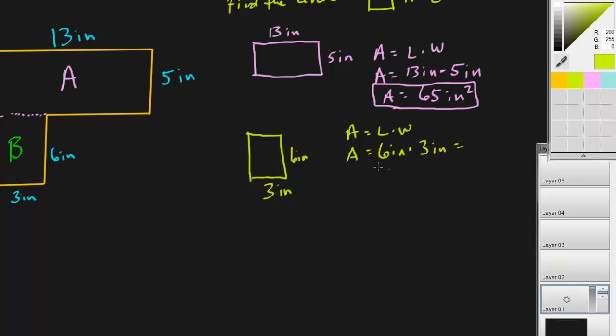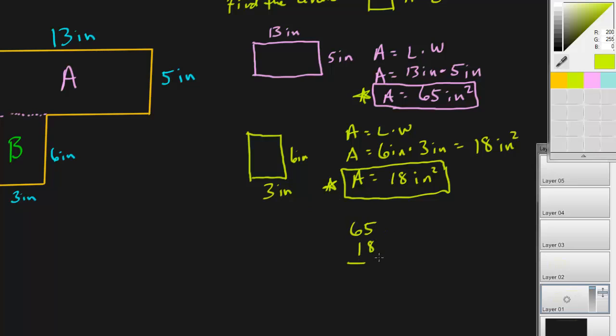It doesn't matter because of the commutative law. You can multiply those in any order. That's 18 square inches. So the area equals 18 square inches. We'll put a box around that. Now we just add up the pink box and the green box. 65 plus 18 is 83 square inches. Because we're adding, the units don't change.